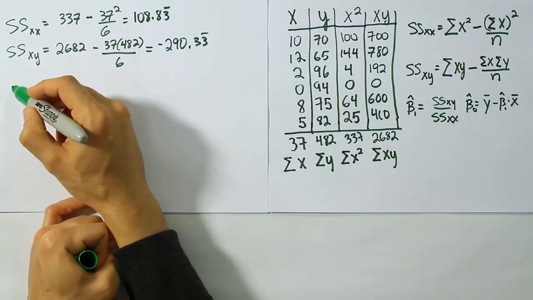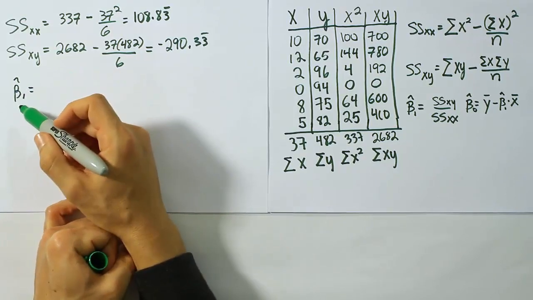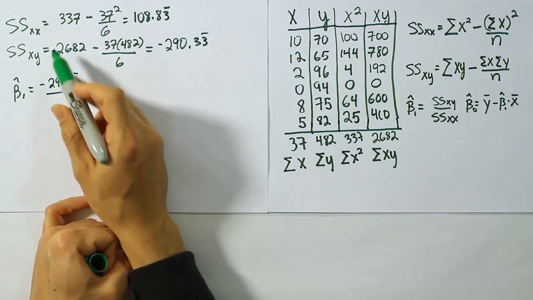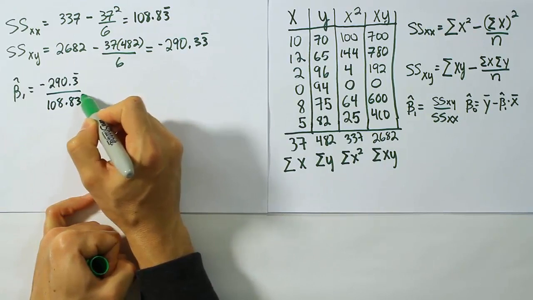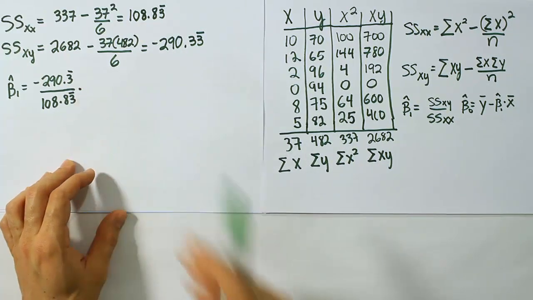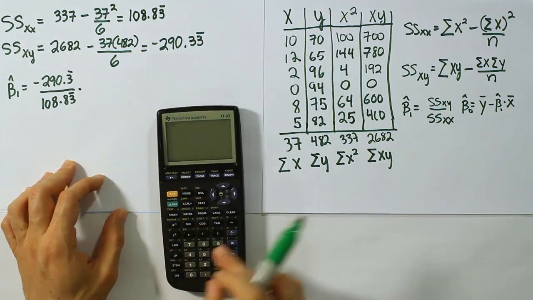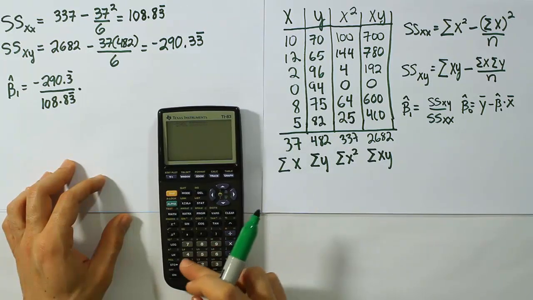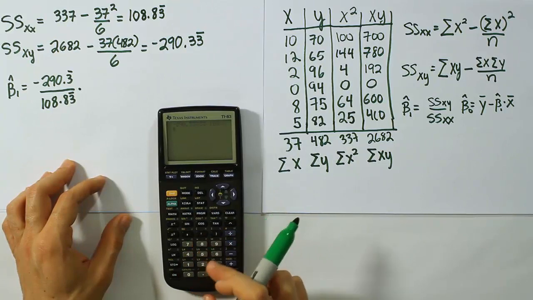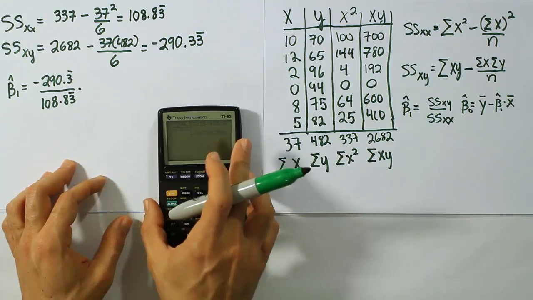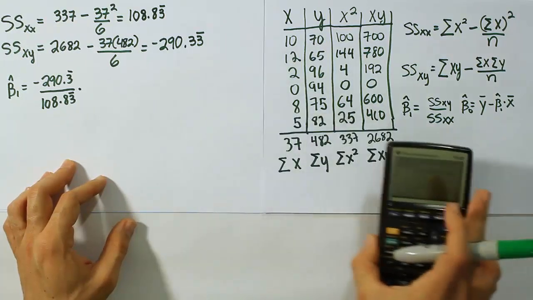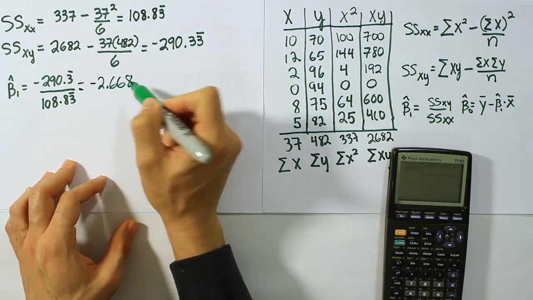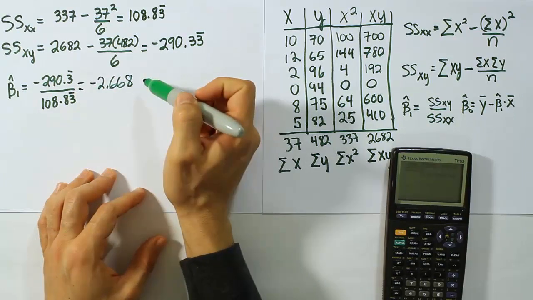Let's plug in for beta 1 hat. This is an estimate of our slope, right? So we're going to put the XY term, the mixed term, on top over the X term, which is 108.83 repeating. Okay, so let's take those numbers and put them in our calculator and see what the slope becomes. Okay, so we have minus 290.3 repeating divided by 108.83 repeating. And we get the answer negative 2.668. Okay, so that becomes our estimate of the slope for our regression line.